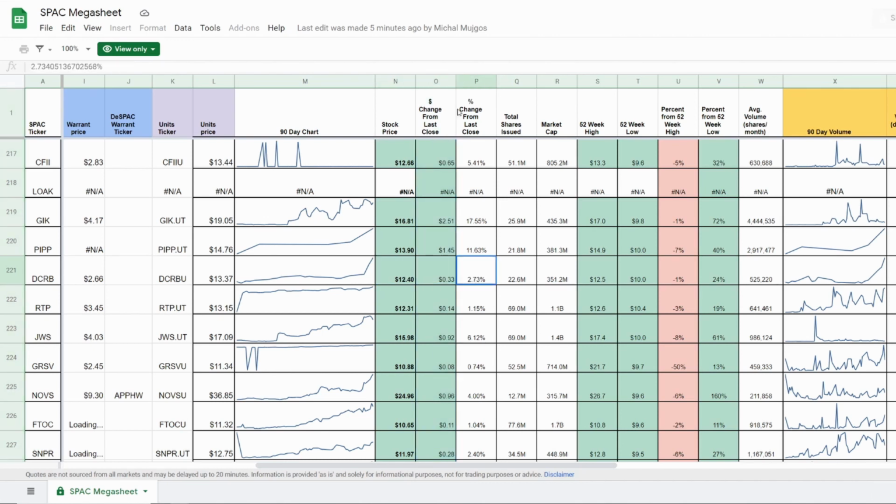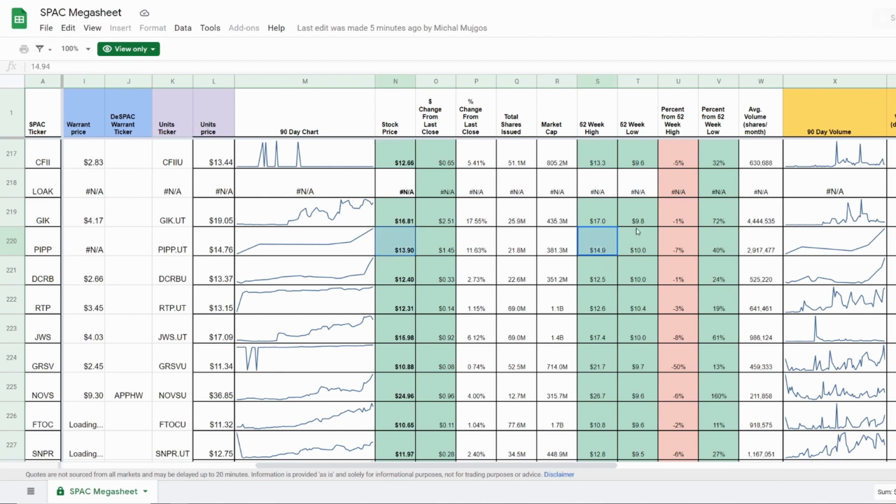In the next column, you can see the change, but in percentage value. The next column shows total shares issued, which helps you understand how many shares are out there. And then we have market capitalization, which should equal total shares issued multiplied by the stock price, and you should get the total value of that current SPAC. In the next column, we can see the 52 week high, which means the highest price over the past 52 weeks.